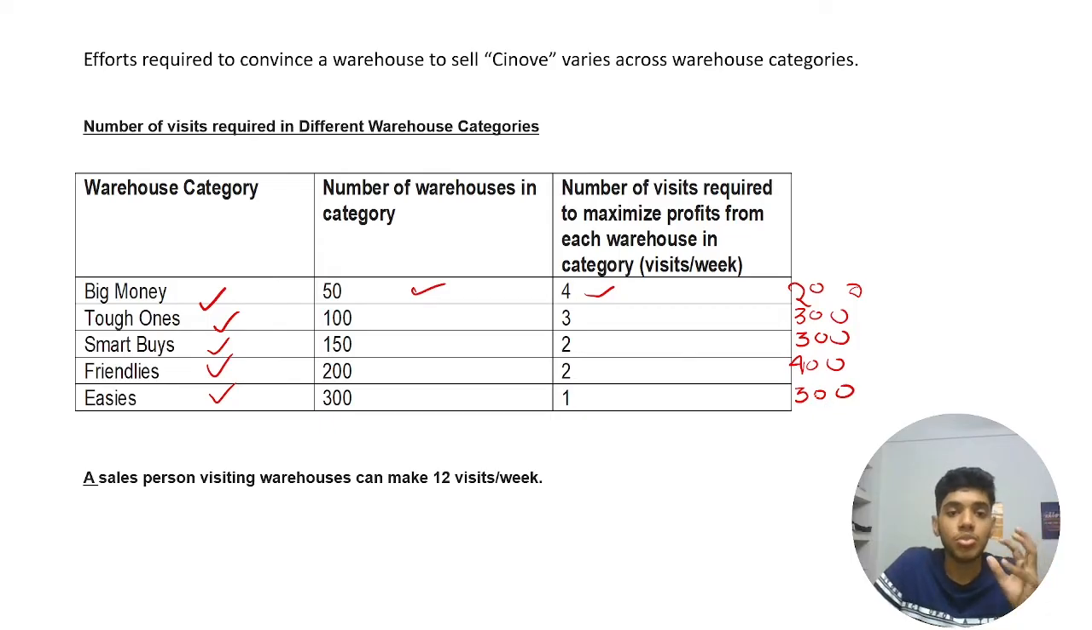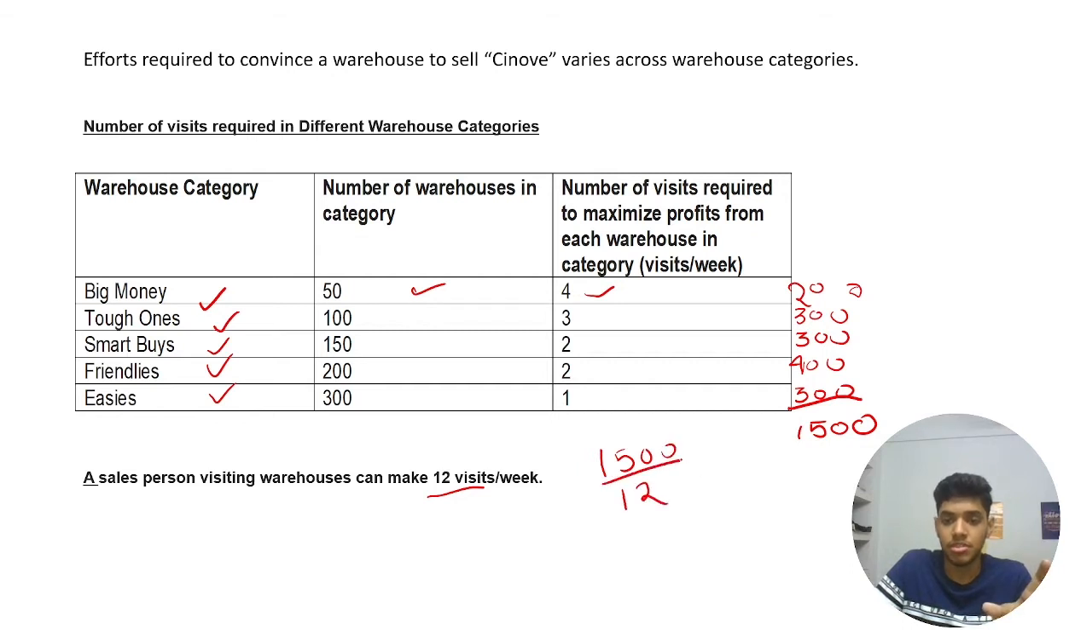So, to convince all of the warehouse categories, all five of them, we need around 1500 visits per week to convince them to sell Synovin. And we know that a salesperson can make 12 visits per week. So to calculate the optimum number of salespersons to be assigned to warehouse category, it should be 1500 by 12. That is around 125. So we need around 125 salespersons to convince all of the various categories.